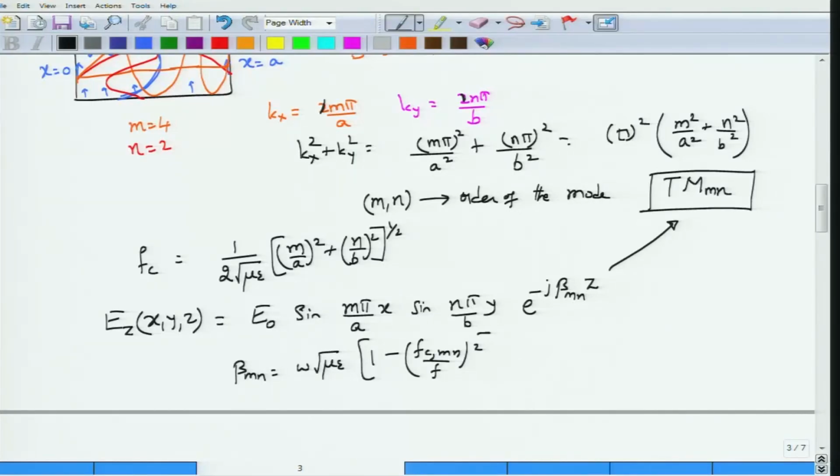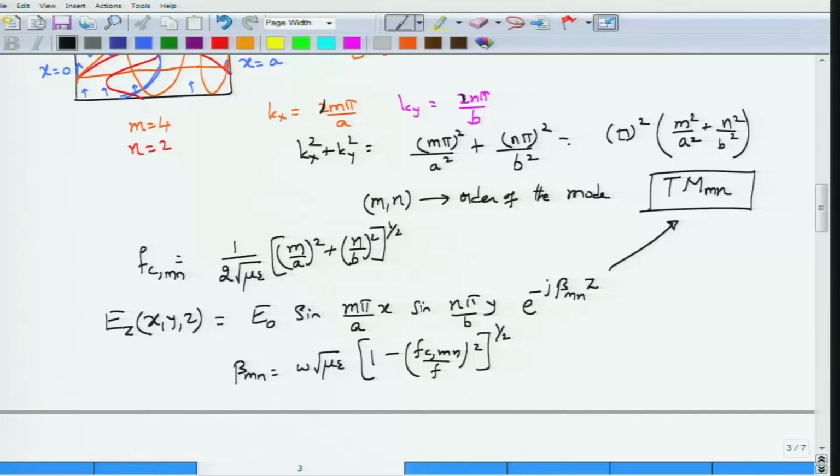You might ask, why did I write down fc mn? Well, because fc itself is dependent on m and n, therefore it seems correct to include the corresponding subscripts even for the cutoff frequency, which depends on the order of the mode. So given different values of m and n, the cutoff frequencies are different for the different orders, which will also make the propagation constant beta different.